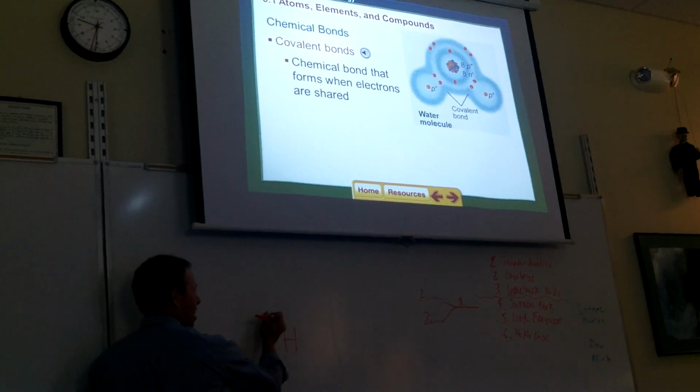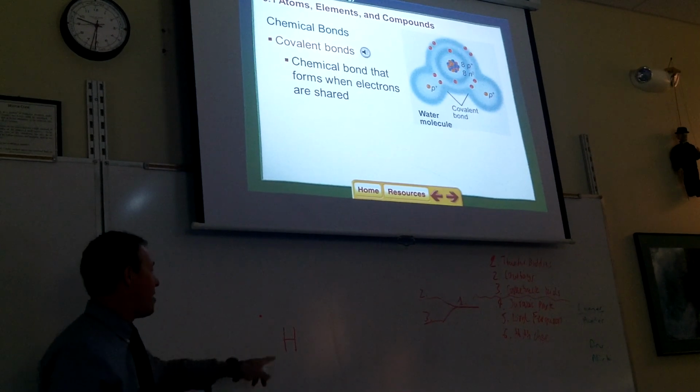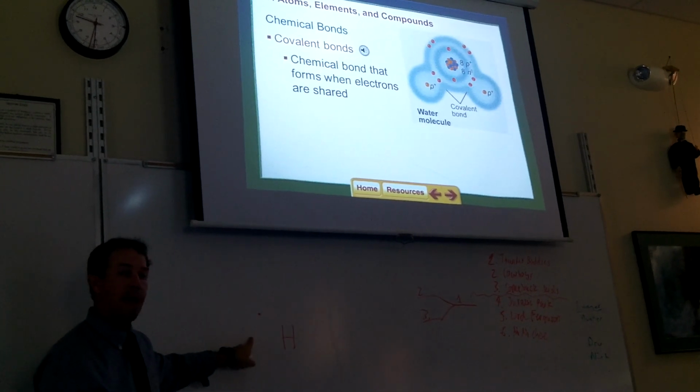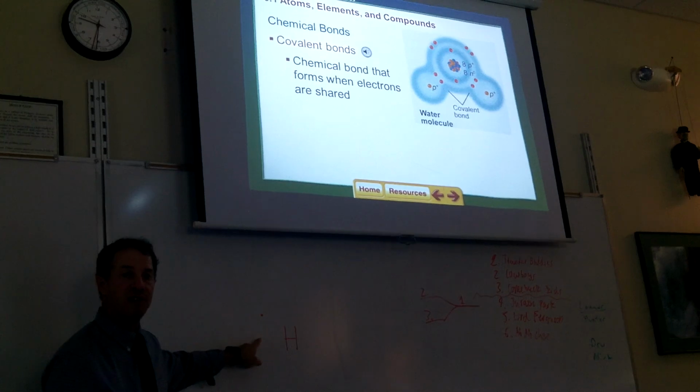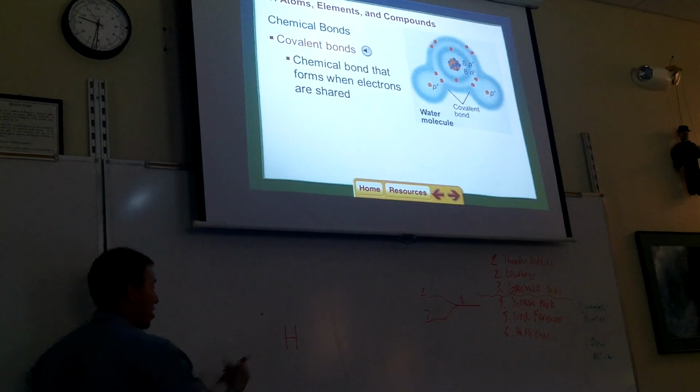Hydrogen has one electron. I'm going to draw it like that. Does hydrogen have a full outer electron level? No. How many does it want to have a full outer electron level? 2. It wants 2. It wants one more.